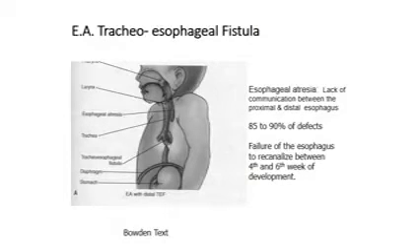It is due to failure of the esophagus to recanalize between the 4th to 6th week of gestation. So this anomaly usually occurs during the first trimester, where the GI tract is a solid tube and it starts recanalizing, but this process stops, leading to this interruption in the lumen of the esophagus.